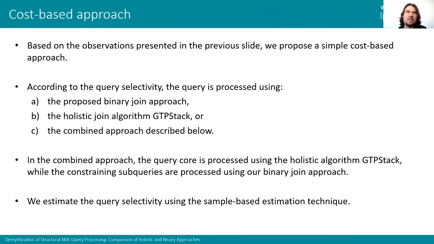So based on the results of the previous experiment, we propose a simple cost-based approach. According to the query selectivity, we use one of the following 3 techniques. We use the proposed binary join approach, or we use a holistic join GTPStack, or we use a combined approach. The combined approach works such that the query core is processed using the GTPStack holistic join, and the constraining subqueries are processed using the binary join approach.